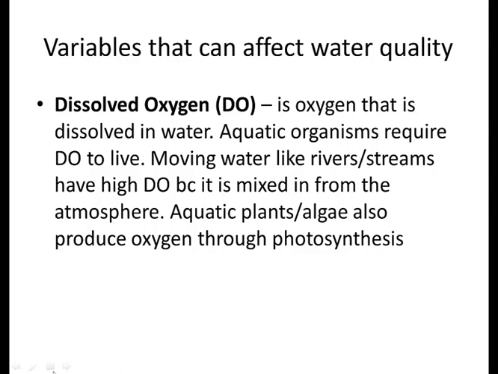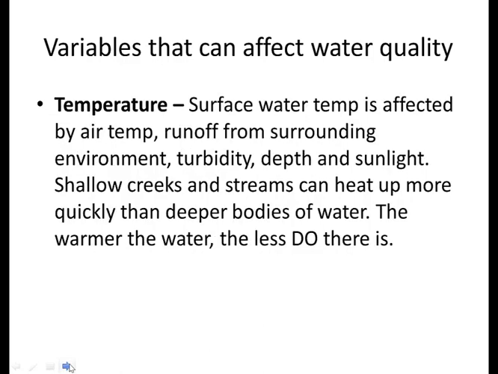All right, next is temperature. And so temperature is important because the higher the temperature of an aquatic ecosystem, the lower the amount of dissolved oxygen. So those things are inversely proportional to one another. So warmer water has less DO, dissolved oxygen dissolved in it.